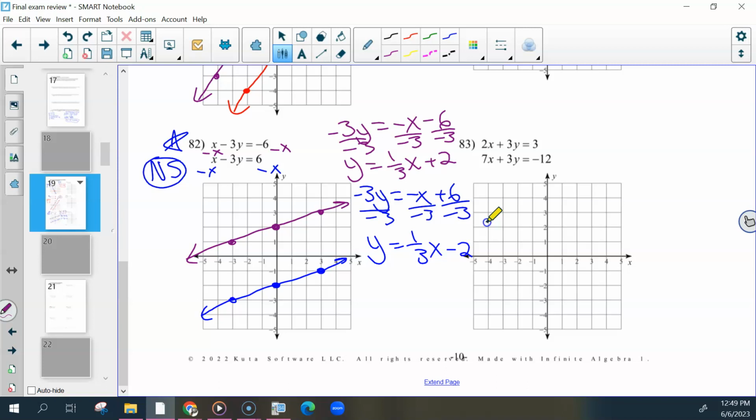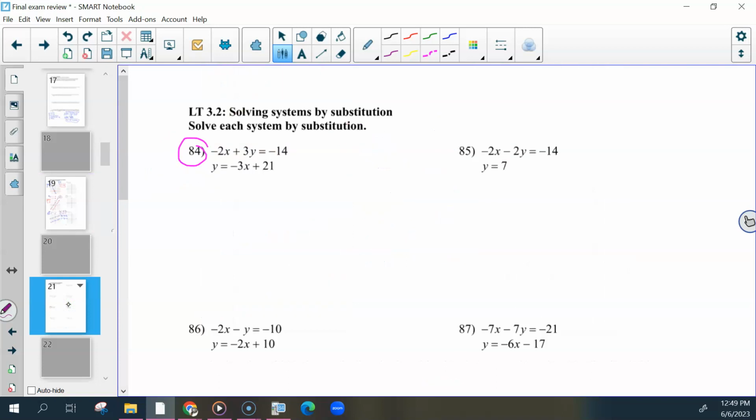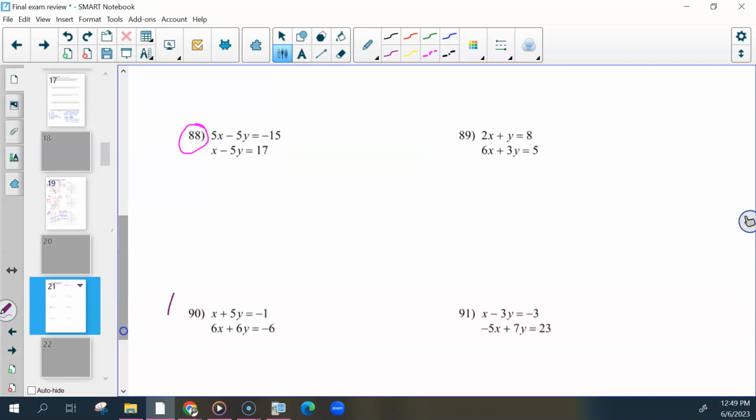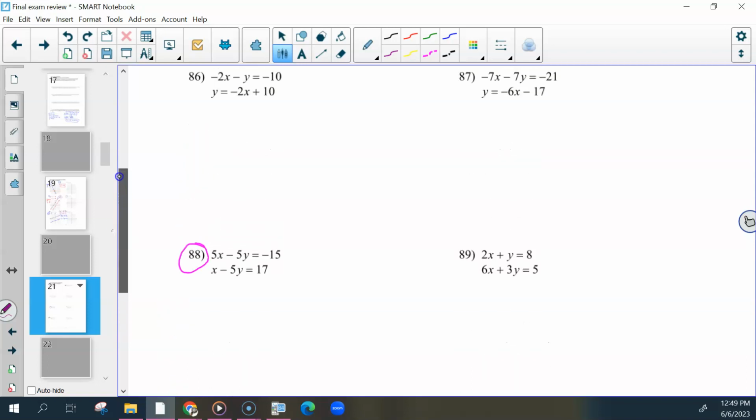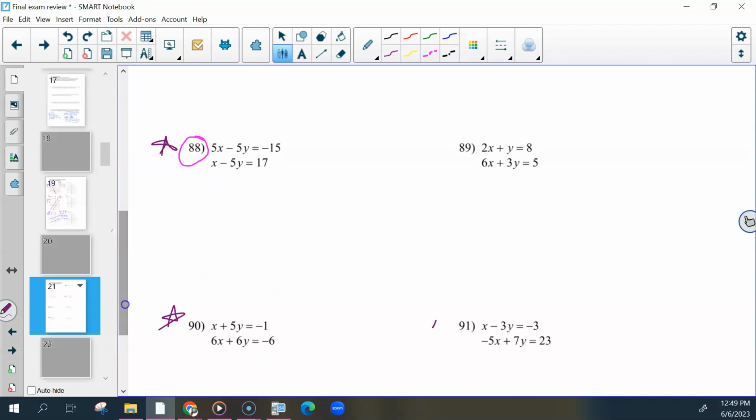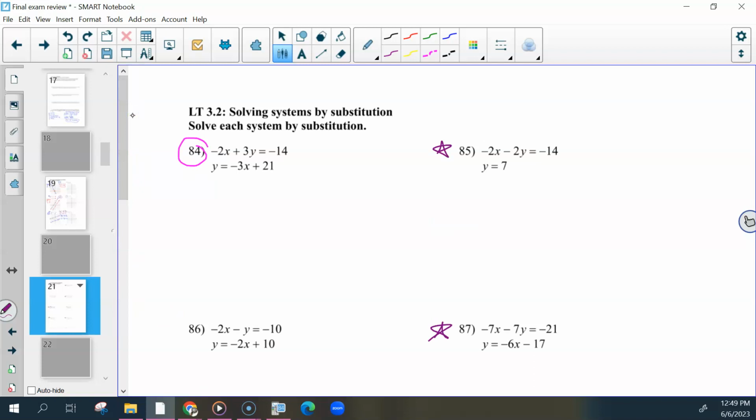Now we are doing systems by substitution. 85. How about 90? 87. So start with 85.